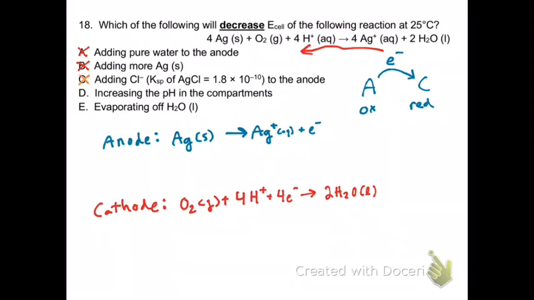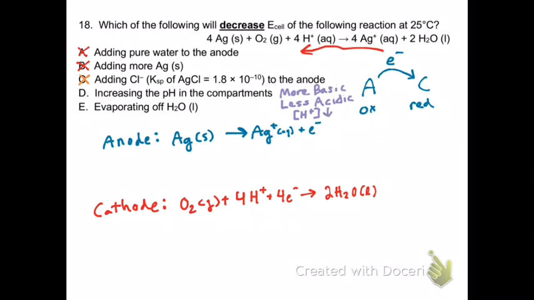The next answer choice says increasing the pH in compartments. Whenever I see something about increasing or decreasing pH, I like to remind myself what that means. So an increase in pH means we're making it more basic, right? Because as pH goes up, a solution becomes more basic, which is another way of saying less acidic, which is another way of saying that the H plus concentration goes down.